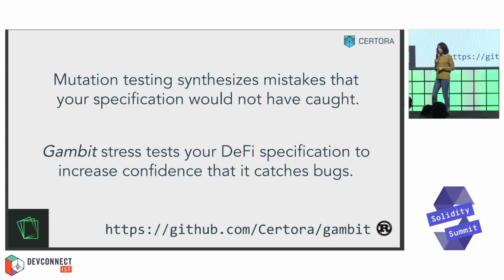We have built this tool called Gambit. It's a mutation generation tool that targets Solidity programs, and it generates mutations for you. It's open source, so you can check it out at that link. It's also implemented in Rust, and that actually has some hopefully nice consequences that I'm going to talk about later in this presentation.